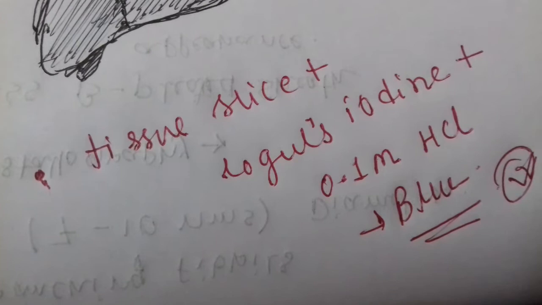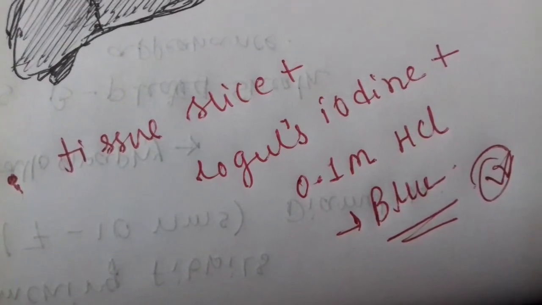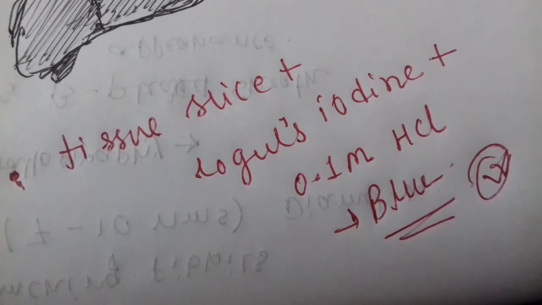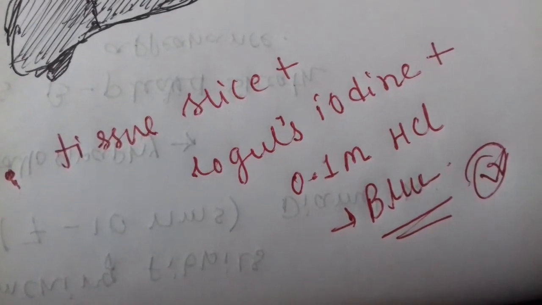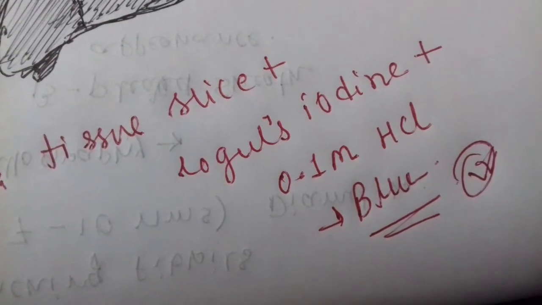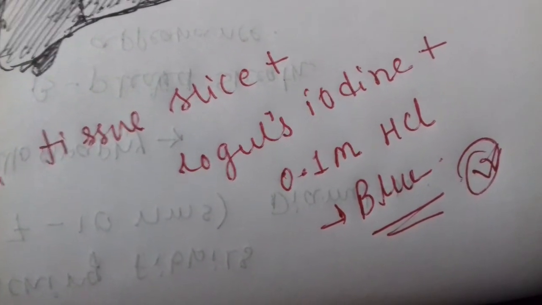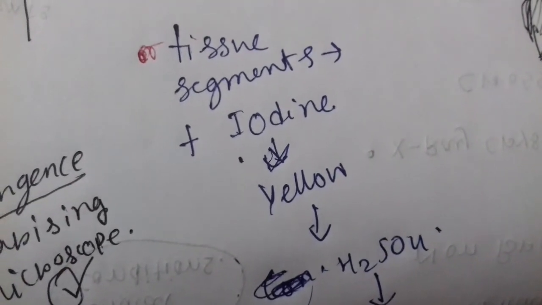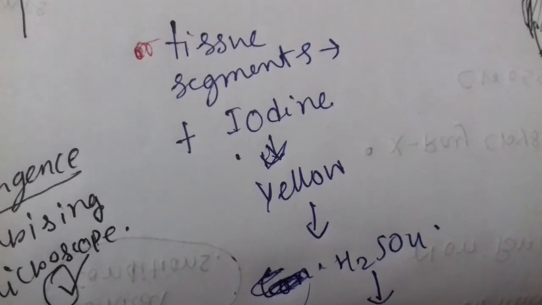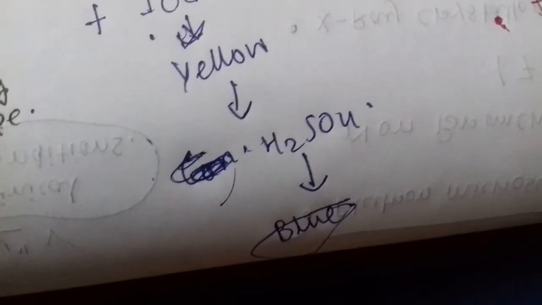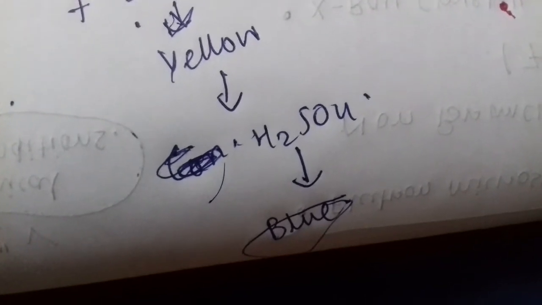And now there is another staining characteristic. If we use Lugol's iodine plus 0.1 molar HCl on a tissue slice, and if it turns blue, that means there is presence of amyloids. Another staining characteristic is if we use iodine on a tissue slice, it becomes yellow, and if we add H2SO4 to it, it becomes blue. This also indicates amyloidosis of the tissue slice.